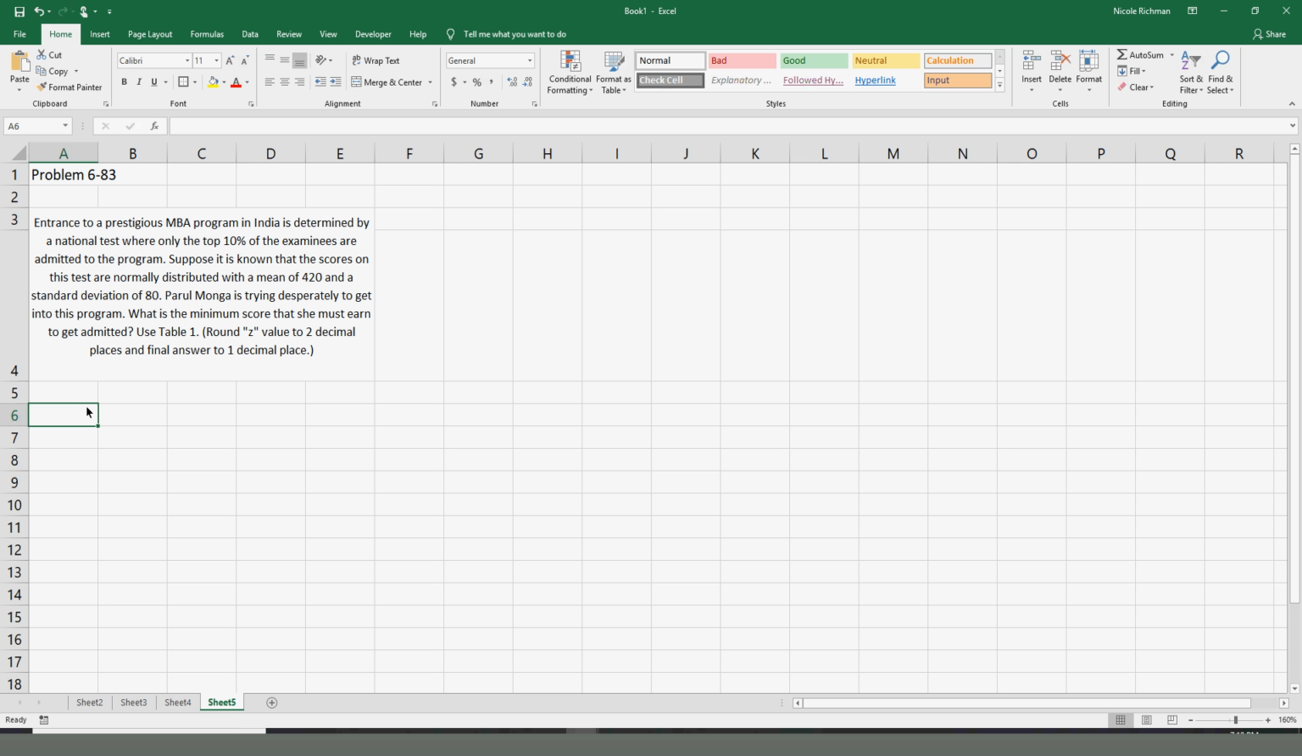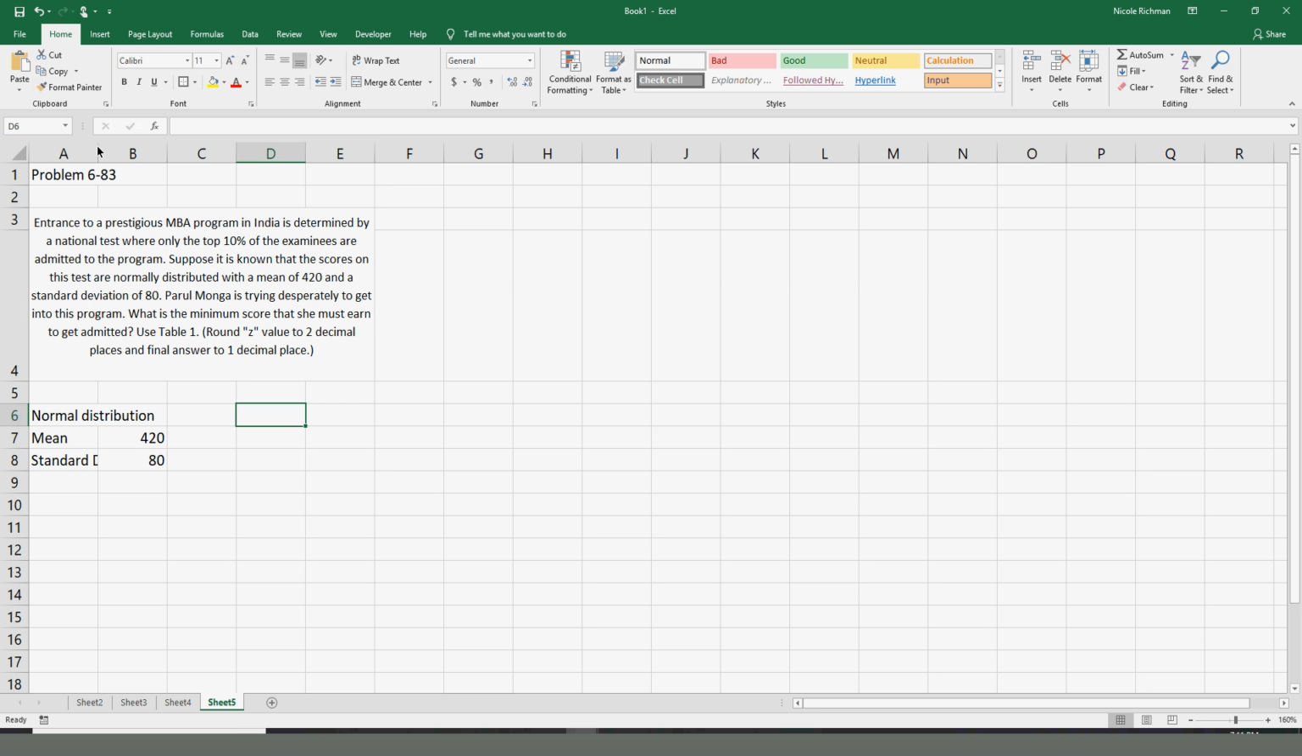In this case, the top 10% of exams are admitted to a program. We know that the scores are normally distributed, with a mean of 420, so an average of 420, and a standard deviation of 80.